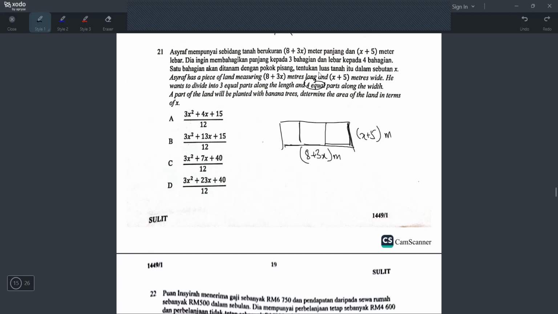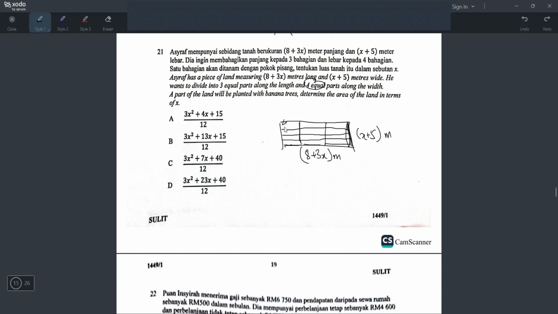So this is the width. So how should I divide this width into 4 equal parts? It means I will put 3 lines. 1, 2, 3, and then enough. Okay, don't put 4 lines. If you put 4 lines, there will be 5 bahagian already. So let's count the 4 parts. 1, 2, 3, 4. You see, the width is divided into 4 equal parts. All right. Okay, now what?